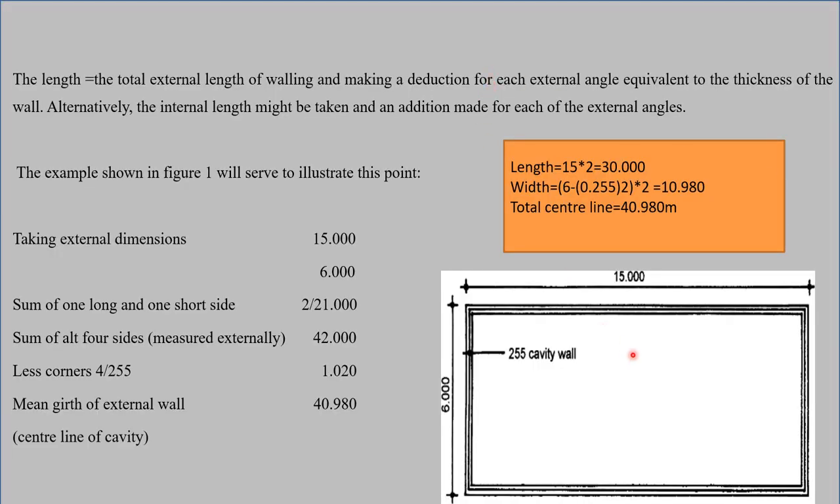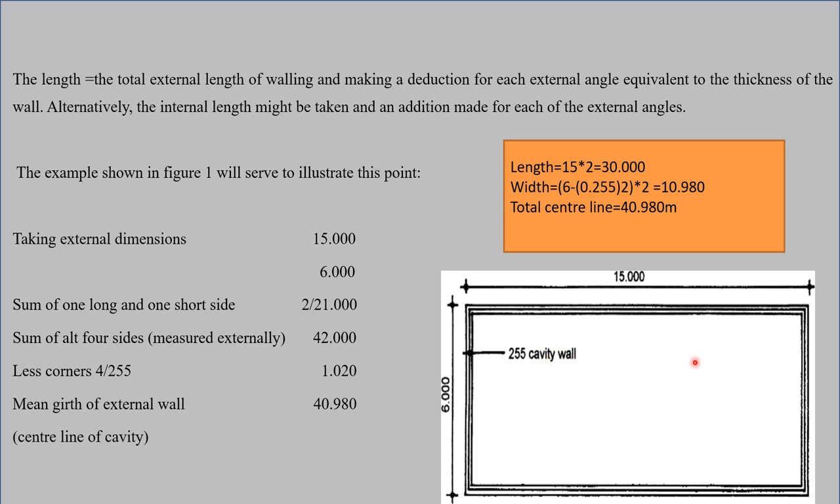Now we go to another example whereby they are trying to show us that when we use the external perimeter, we subtract the number of corners times the thickness. So let's prove it on this one. This one I got from a book. I'll be able to guide you on what books you can use so that you can learn more about takeoffs and center lines and such.